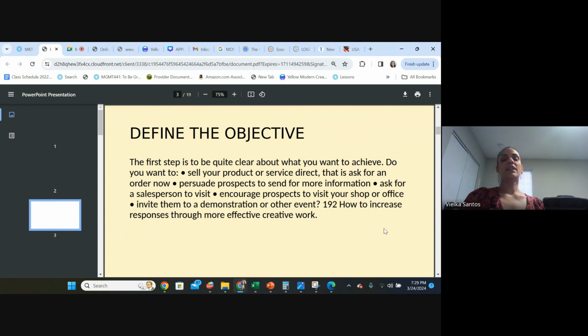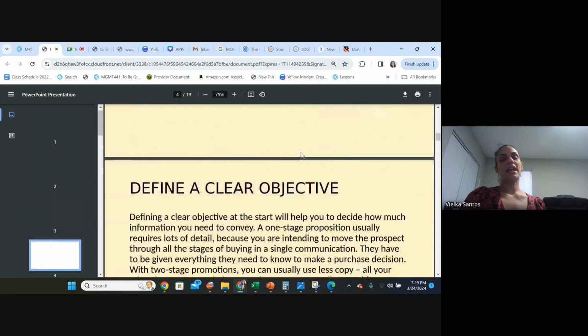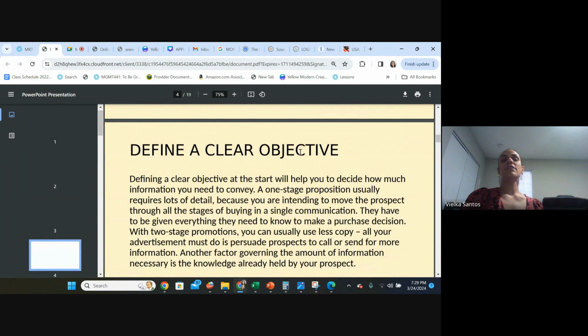So, how to increase response to more creative work? There are different ways that we will see here in this class. Define a clear objective. I am always talking about objectives in the classroom because this is one of the things that I know the executives must have clear. Many executives with experience don't have an idea how to develop clear objectives.